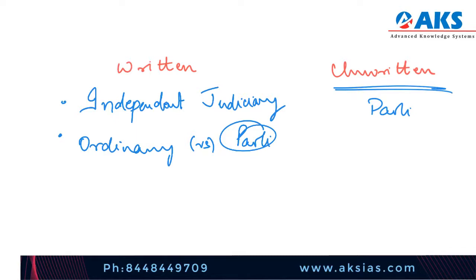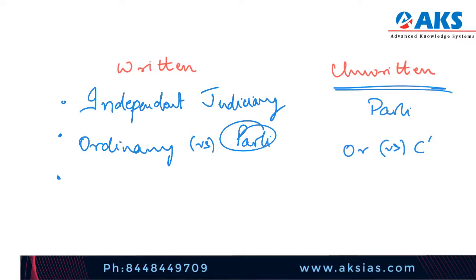When it is an unwritten constitution, the laws made by the parliament itself become the constitution. So there is no difference between the ordinary law versus the constitutional law. So the ordinary laws and the constitutional laws are one and the same.